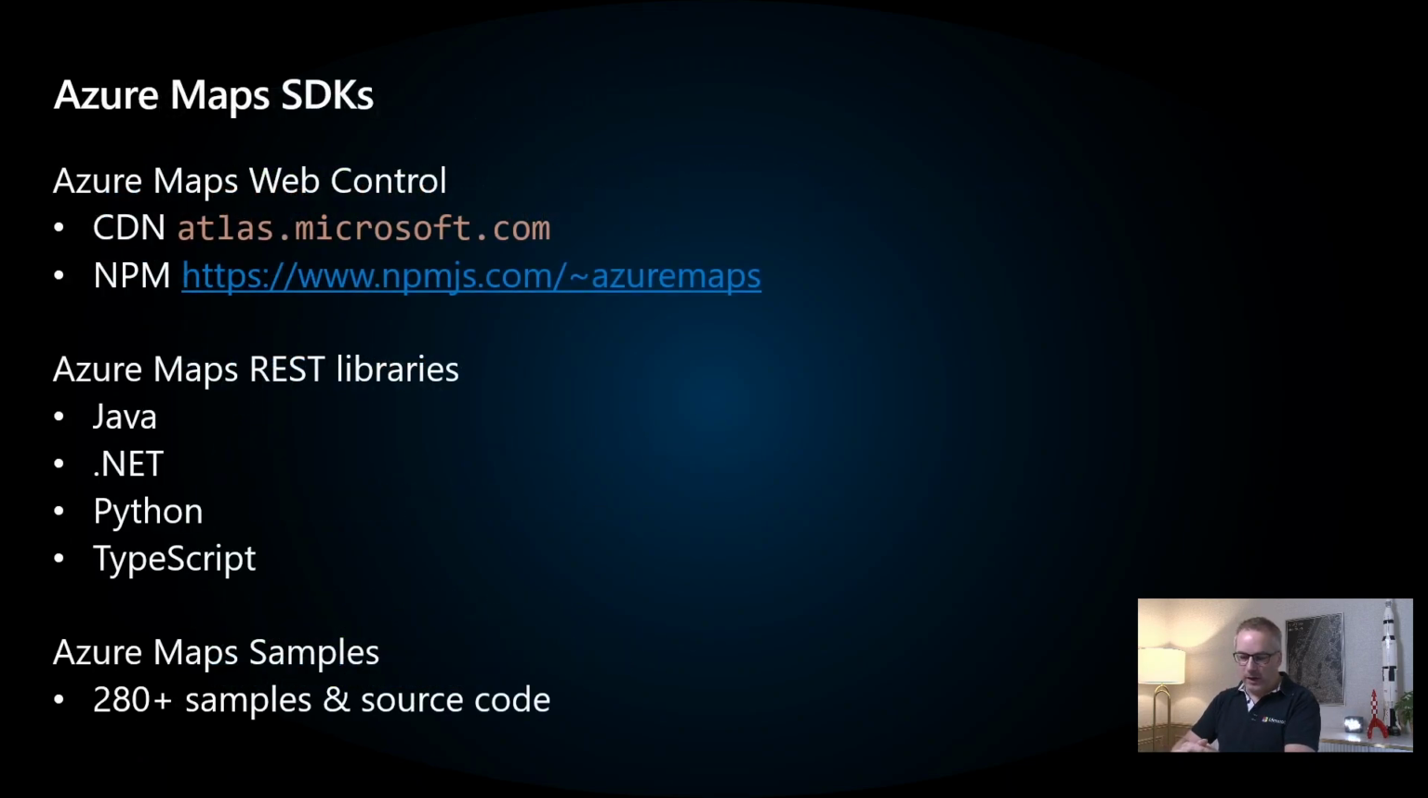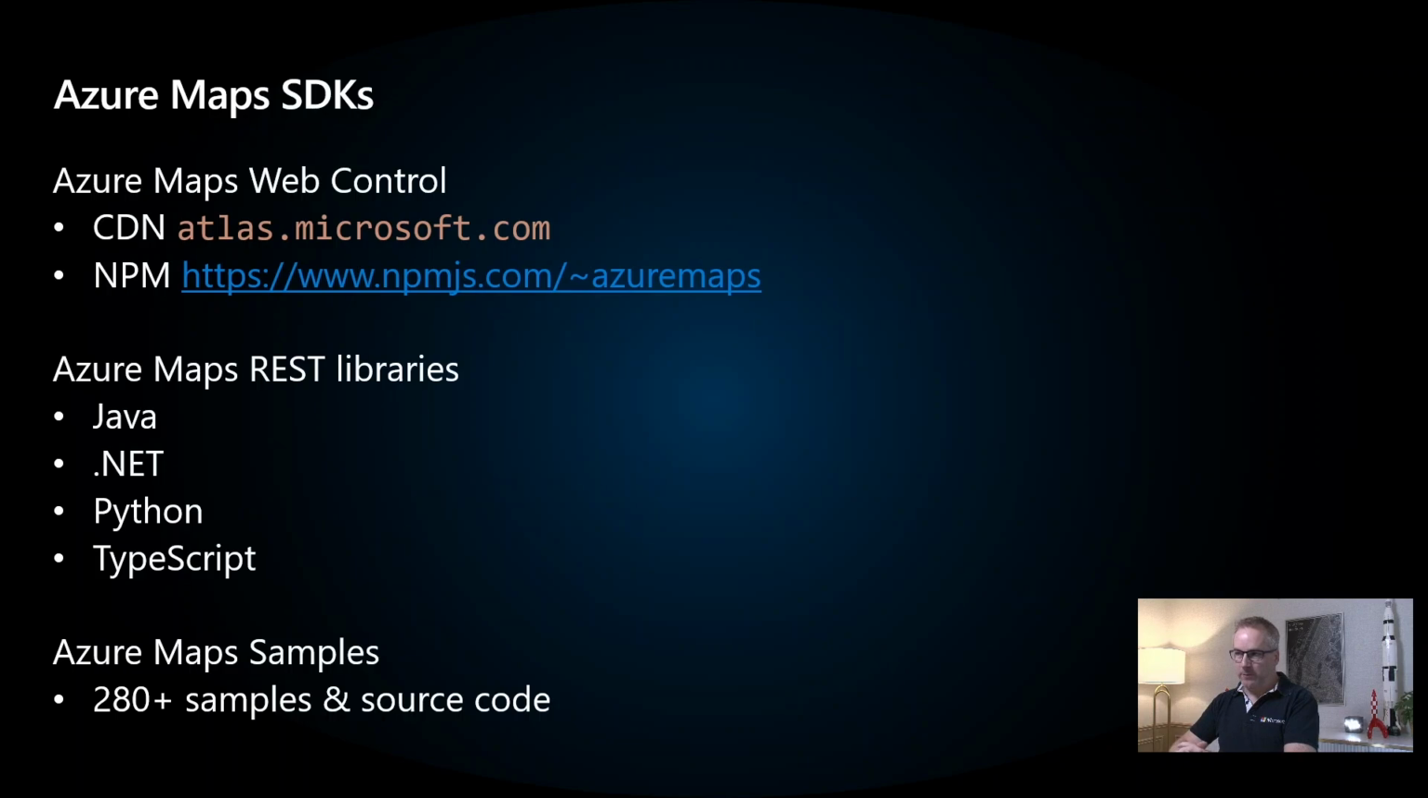So what do we have available for you as a developer to get started? We have an Azure Maps Web Control, and you can use the Azure Maps Web Control in two ways. You can use the CDN endpoint. That is an easy way to get started. We automatically update our CDN endpoint with always the latest version of our map control. So you don't need to update the Azure Maps control if you stay in the major version. We are currently in version 3 of the Azure Maps control.